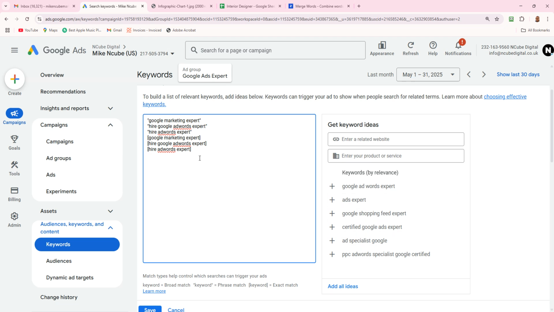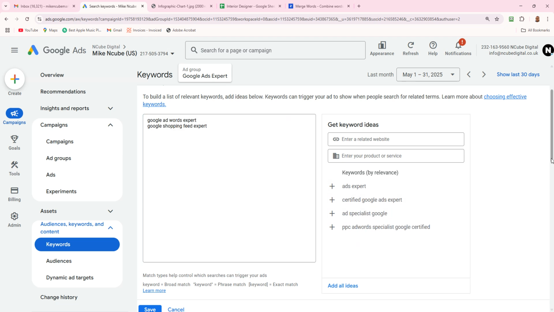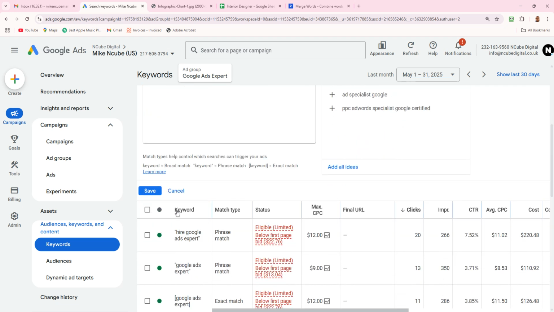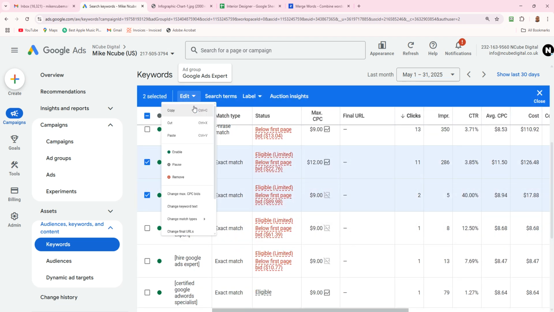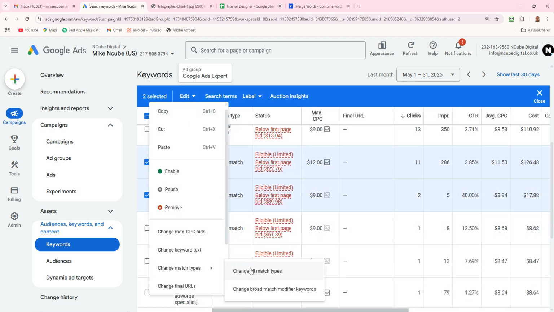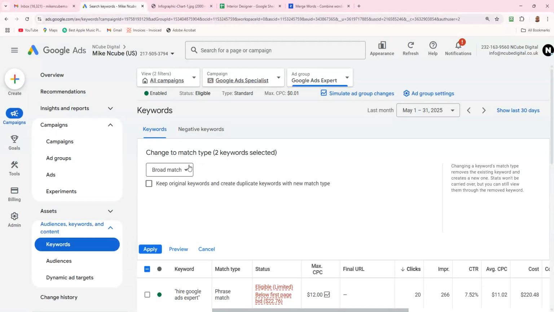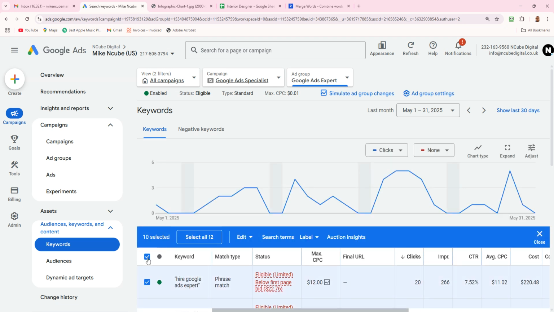I mean, if you wanted, you could also just add any relevant ones and save them as broad, and then you can just select them and change the match type from broad to, for example, phrase and exact match, and duplicate them and so forth. I've got a video that explains how that is done. So that's how you do it.